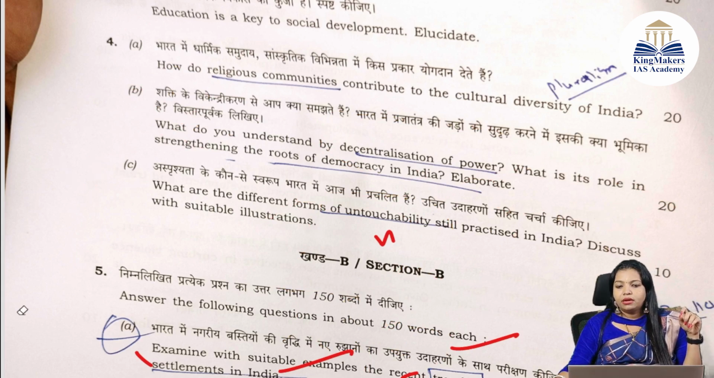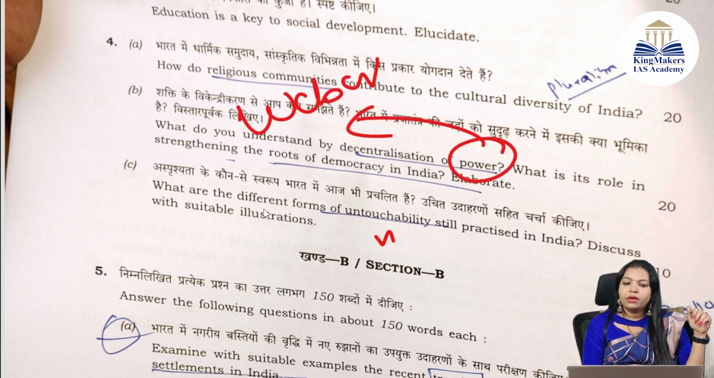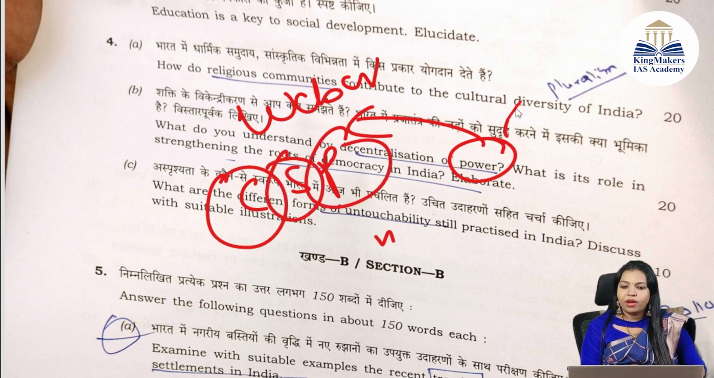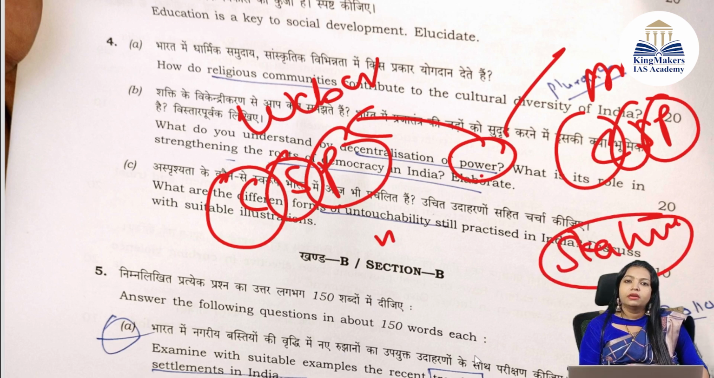Then the angle you have to bring is the sociological one. When you see power, paper 1 has Weber's CSP, that is class, status and power. You have to bring it here. Also paper 2 anthropology, CSP, caste, status and power. So the same power is responsible here for participation in politics.